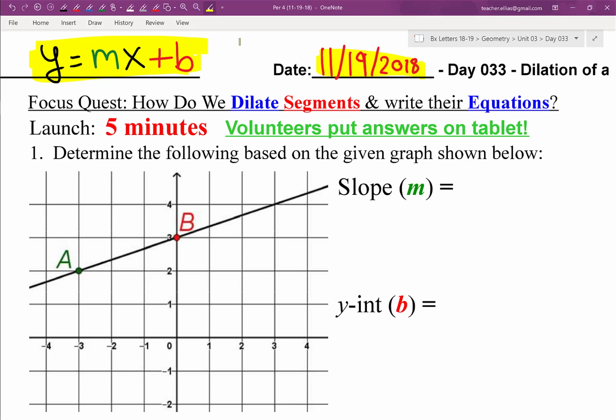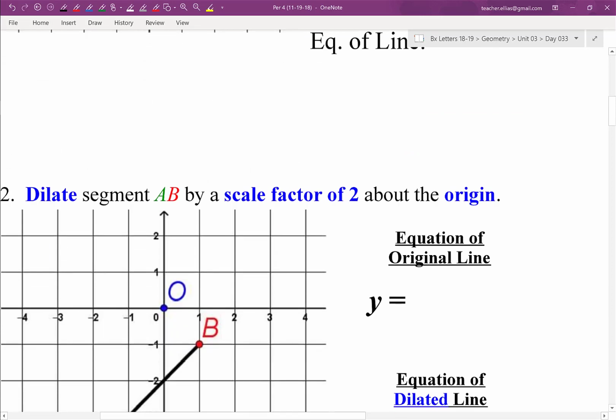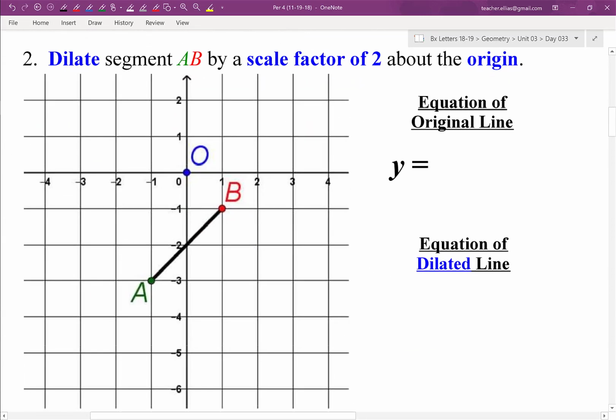About a minute and a half left. Oh, that was right. You should be doing 2. You got about a minute left. For 2, ask yourself, what is the scale factor? What is the center of dilation? What is the scale factor? Do you see that?